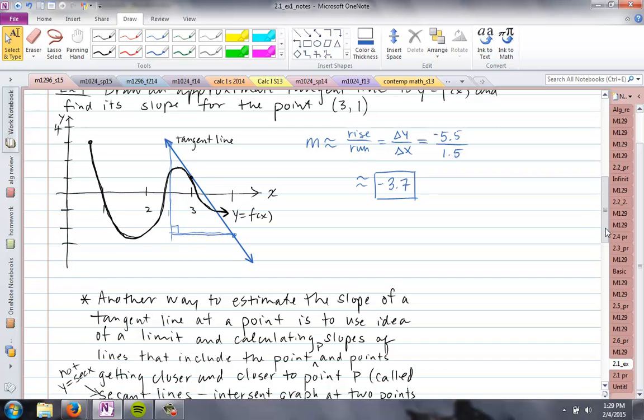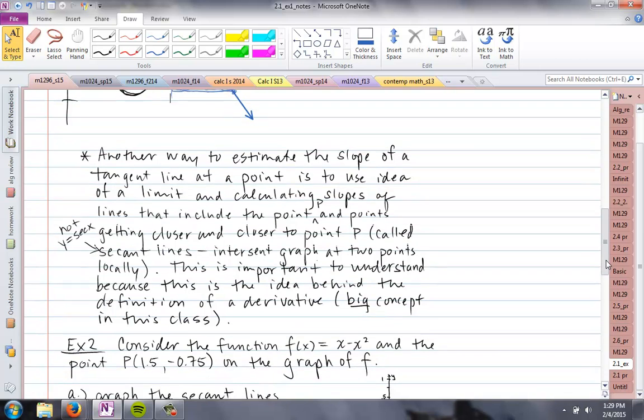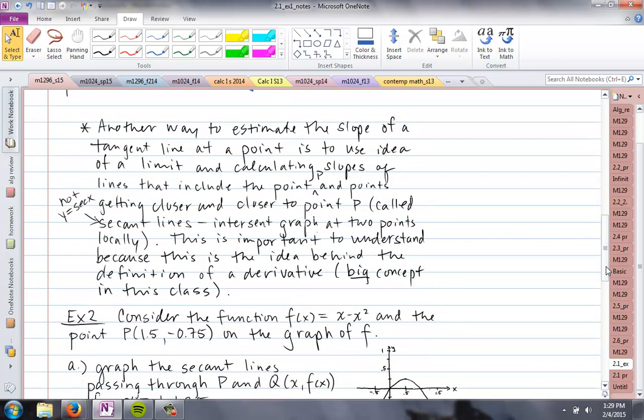However, we're going to do another estimate of the tangent line, which seems a bit silly, and it's a lot of work, but it's actually the foundation for what we're going to do in 2.7 and 2.8, so we really need to look at it from this perspective. So here we go. Another way to estimate the slope of a tangent line at a point is to use the idea of a limit, calculating slopes of lines that include the point P and points getting closer and closer to point P. When you pick points close to point P and P itself and calculate the slope of those lines, they are called secant lines.